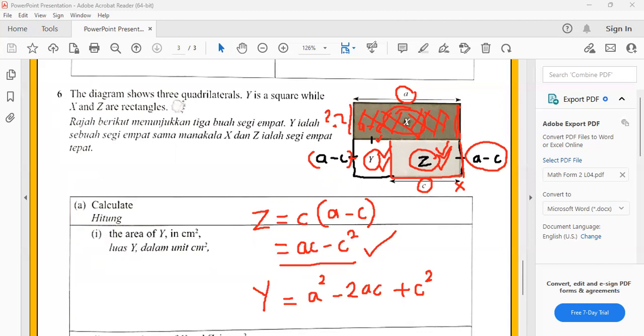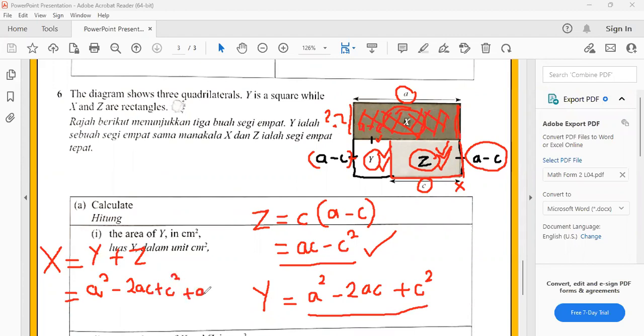Fatin? Correct, exactly. Area of y plus z. So the area of x is going to be the area of y plus the area of z. And that is going to be this plus with this. So let's do that. A squared minus 2ac plus c squared and then plus ac minus c squared. Do you understand? And what does that leave us to? Work it out. Simplify it.